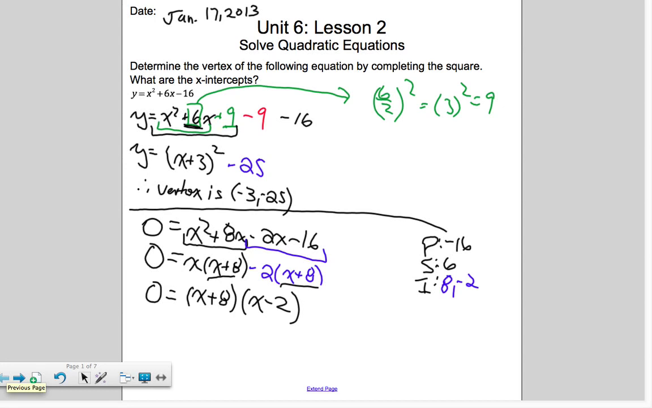And now if any one of those equals 0, my equation will be equal to 0. So here we get x plus 8 is equal to 0, or x minus 2 is equal to 0. So therefore x is negative 8 or x is equal to 2.